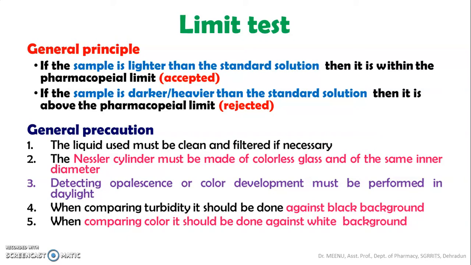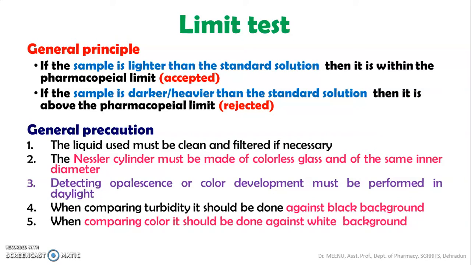The general principle of limit test: if the sample is lighter than the standard solution, then it is within the pharmacopoeial limit and is to be accepted. If the sample is darker or heavier than the standard solution, then it is above the pharmacopoeial limit and this time it is to be rejected.